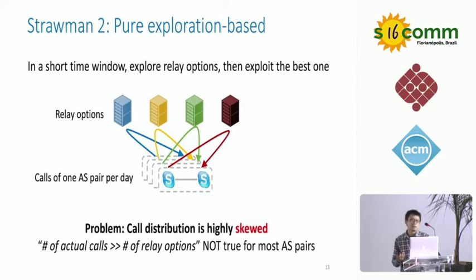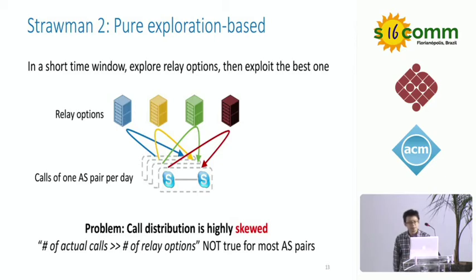Now, for this strawman to work, naturally, what we want is the number of calls should be much more than the number of relay options, right? But it turns out this is not true for most AS pairs that we see. What causes this lack of data is not because Skype as a whole doesn't have enough data. It has a huge amount of calls. The reason is that the distribution of calls is extremely skewed, so that on many AS pairs, we don't have enough calls to explore all the relay options.